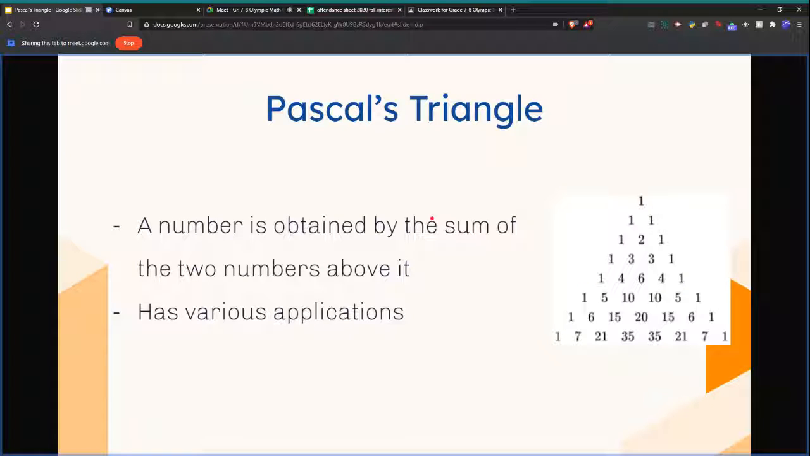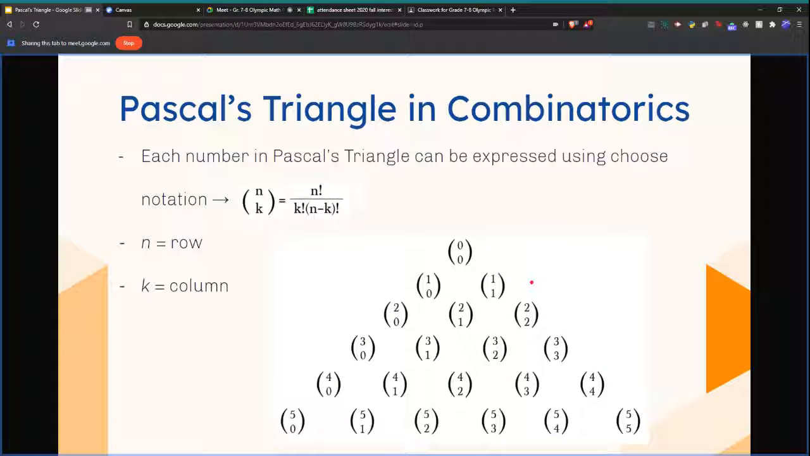And there are various applications of Pascal's triangle, but we're going to look at one specifically. Remember last week we talked about combinatorics. This week we're still going to continue with some combinatorics. So let's look at how Pascal's triangle is related to that topic. If we look at this picture over here, we see that each number in Pascal's triangle can be expressed using choose notation.